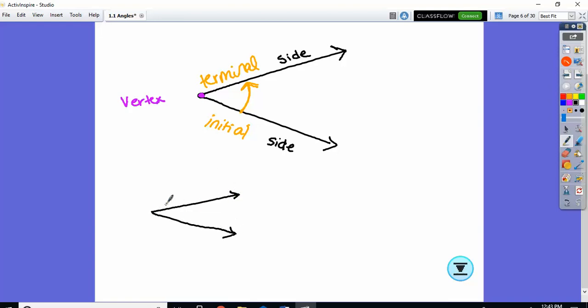If I drew my angle like this, where is my initial side? Top. And my terminal side is down here. Are we okay on the difference between initial and terminal sides?